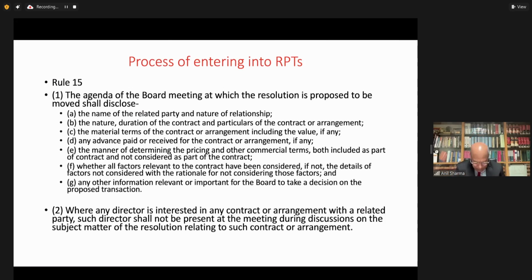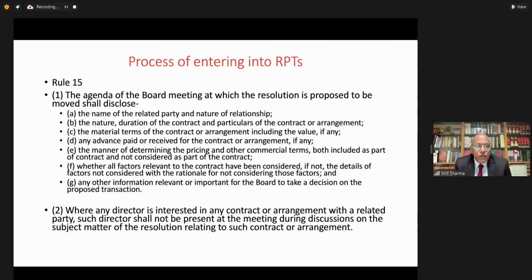Going further, because as may be prescribed is mentioned in section 188 also. So rule 15, rule 15 also further defines that, this rule 15 is of the Companies (Meetings of Board and its Powers) Rules, 2014. So here the rule prescribes how that transaction is required to be entered into. What are the processes? What are the steps which are to be taken into account?